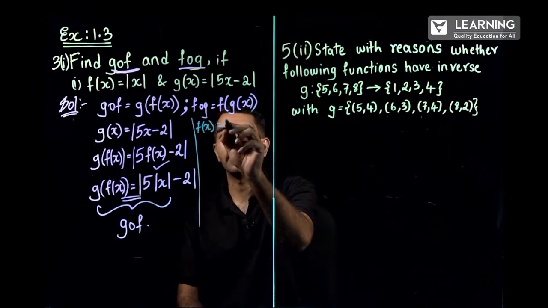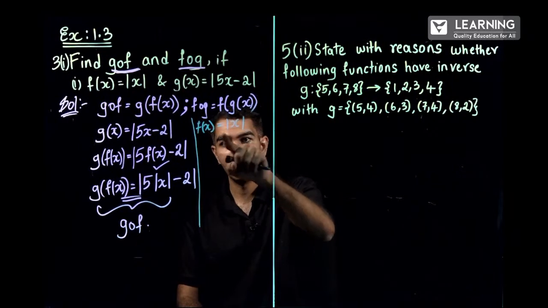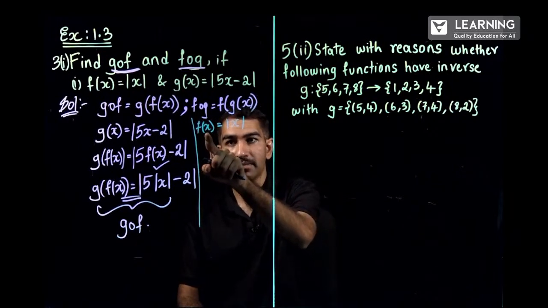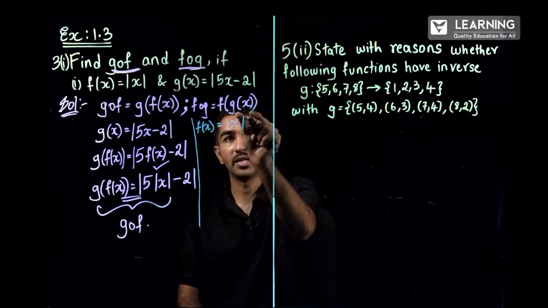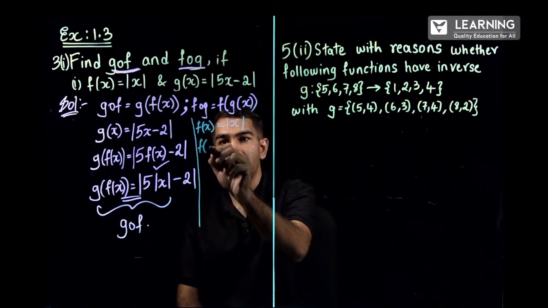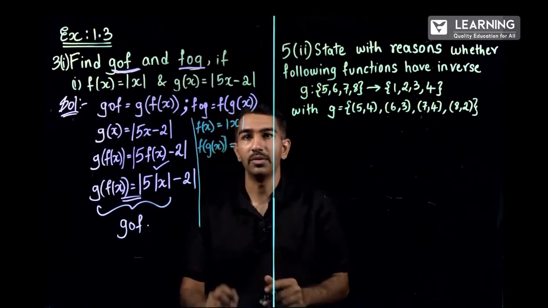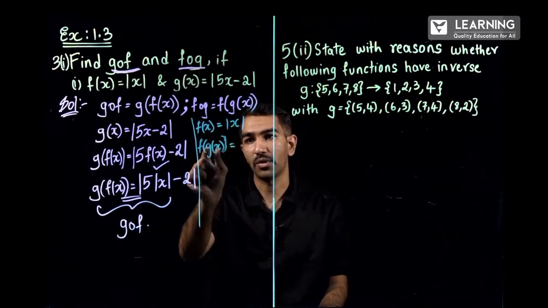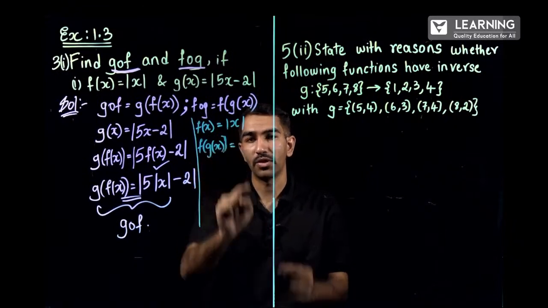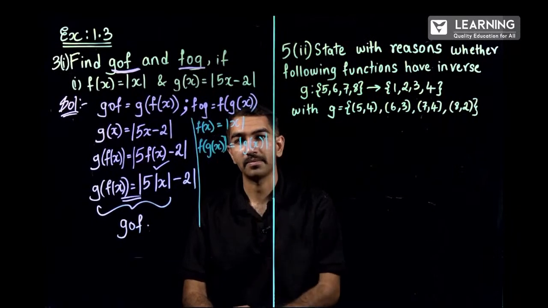f of x is nothing but mod of x. Why are we writing x here? Because we have written x here as well. Now in the place of x, what should we write? g of x. So f of g of x is equal to, in the place of x we have g of x. So here we write mod of g of x.